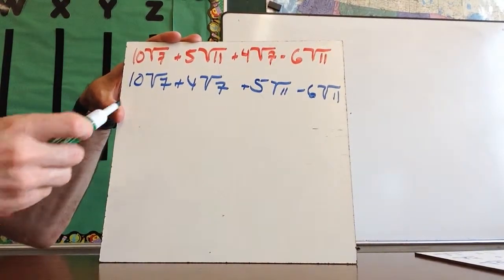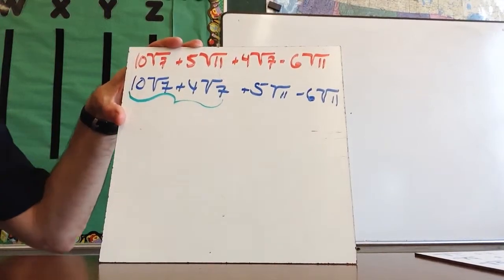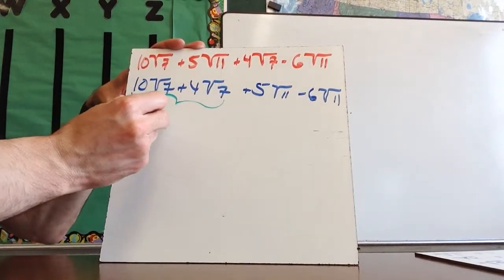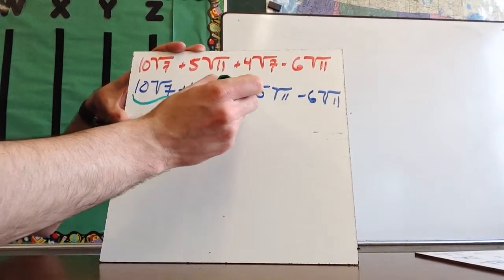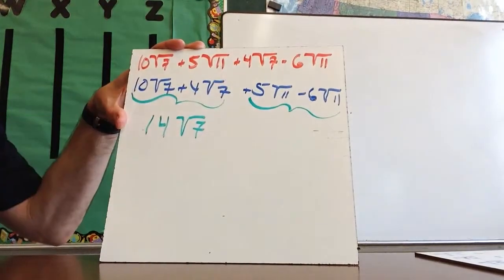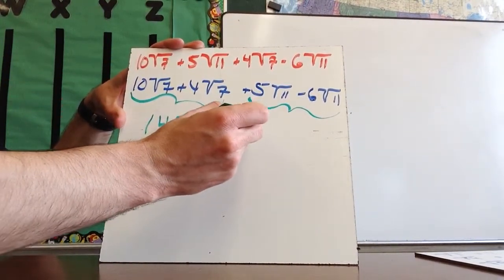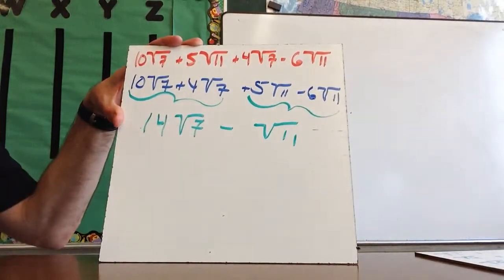And then what I'm going to do is use the associative property. I'm going to group these two together. And since these both have a square root of 7, I can go 10 plus 4. So this is 14 times the square root of 7. And then I'm going to take these two and put these two together. And that's 5 minus 6. So that's minus 1. So minus the square root of 11. Now you could write a 1 here, but you don't necessarily have to.